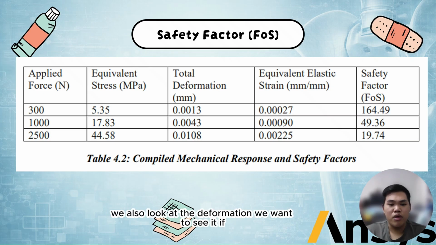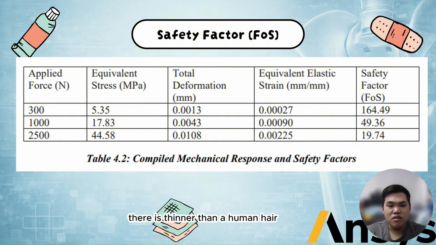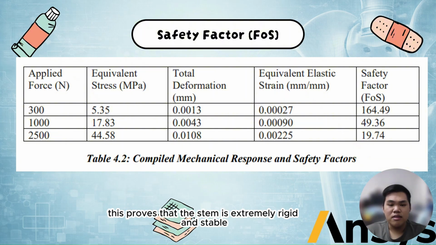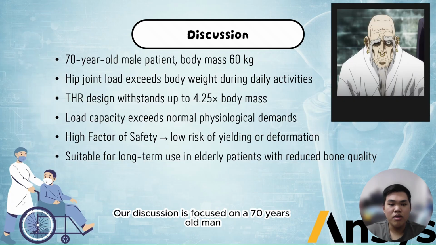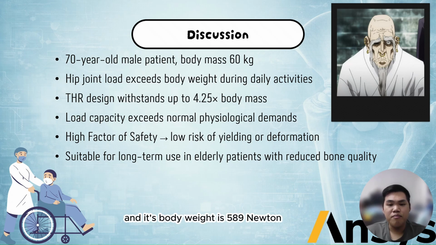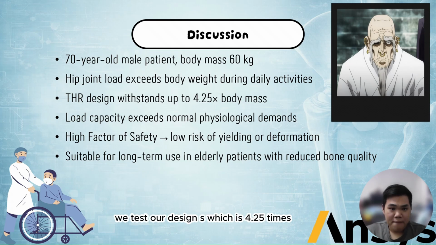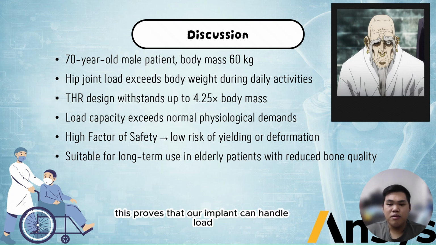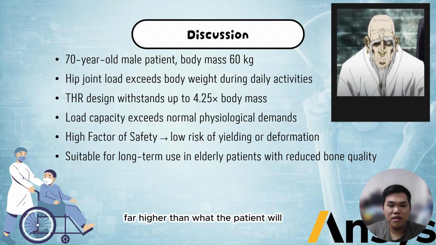We also look at the deformation. We want to see if it would bend too much. It moves only 0.01 millimeter, which is thinner than a human hair. This proves that the stem is extremely rigid and stable. Our discussion is focused on a 70 year old man who is 60 kilogram and whose body weight is 589 Newton. We tested our design at 2,500 Newton, which is 4.25 times higher than the patient's body weight. This proves that our implant can handle loads far higher than what the patient will experience in their daily life.